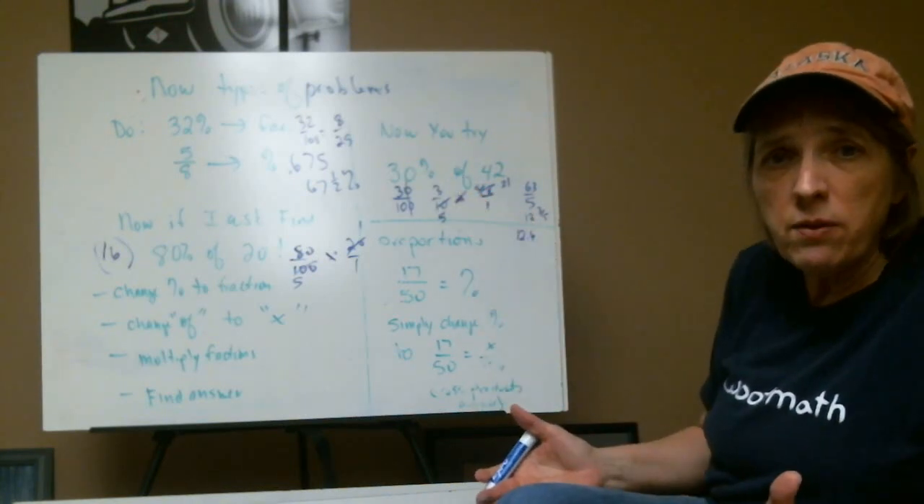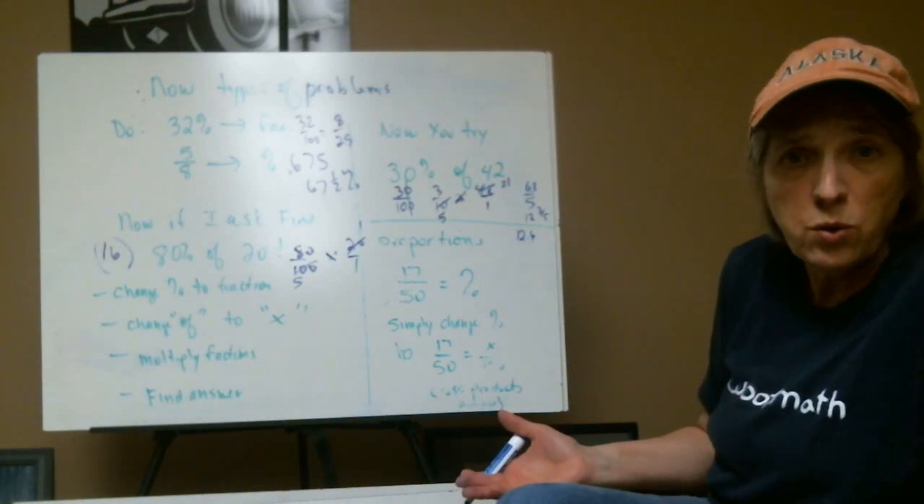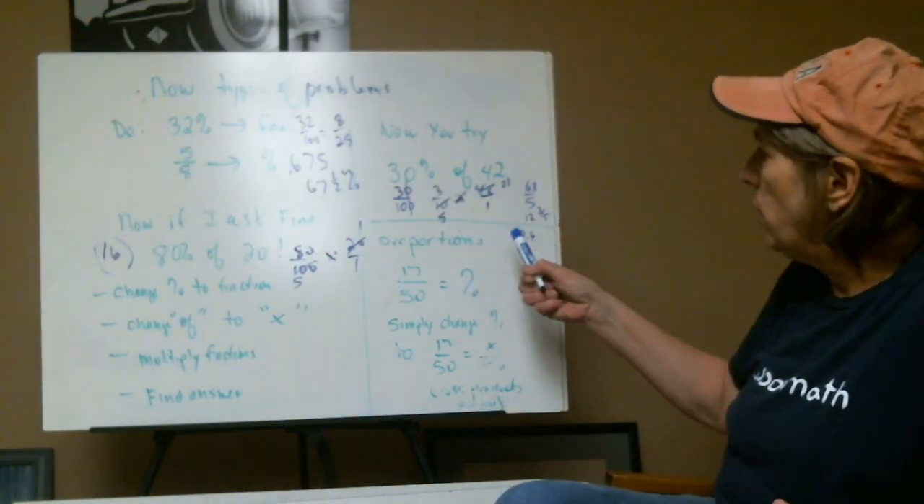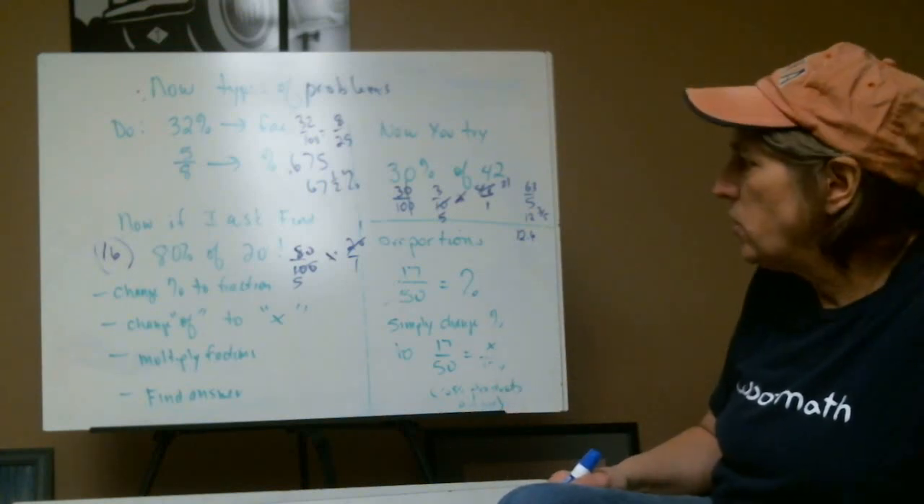Well, 50% of 42 is 21. 50% of 42 is 21. And I want to know 30%, and it's 12.6. That's about right. That's how you can check it.